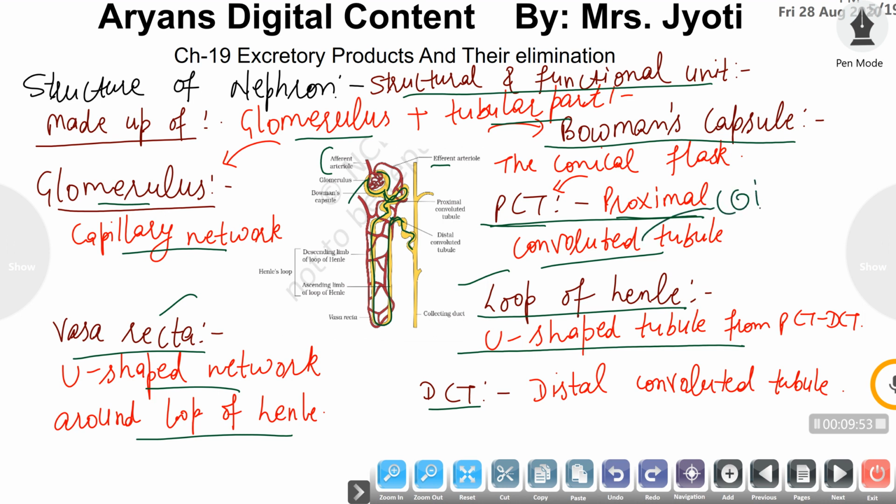Convoluted means coiled, to increase the surface area for absorption of the nutrients that are filtered in the glomerulus. So nephrons are termed the structural and functional unit of a kidney. Structural, because the overall structure of a kidney depends on the structure of nephrons, and functional, because filtration and urine formation take place in the nephrons. The nephrons filter the waste material from the blood and transport it into a duct that opens into the ureters, and finally the removal of excretory waste from the body takes place.